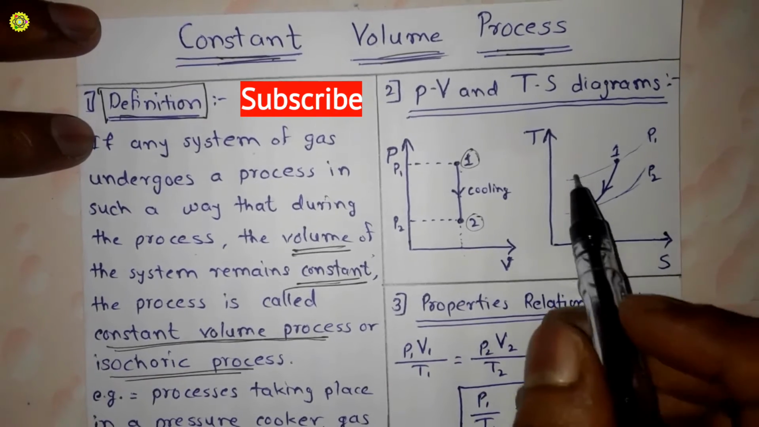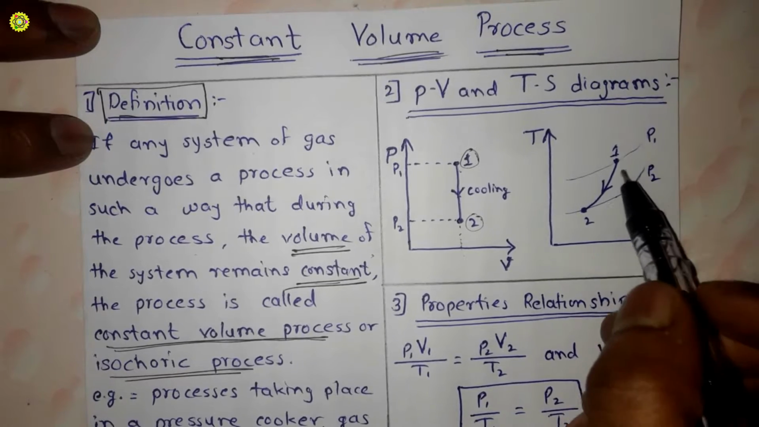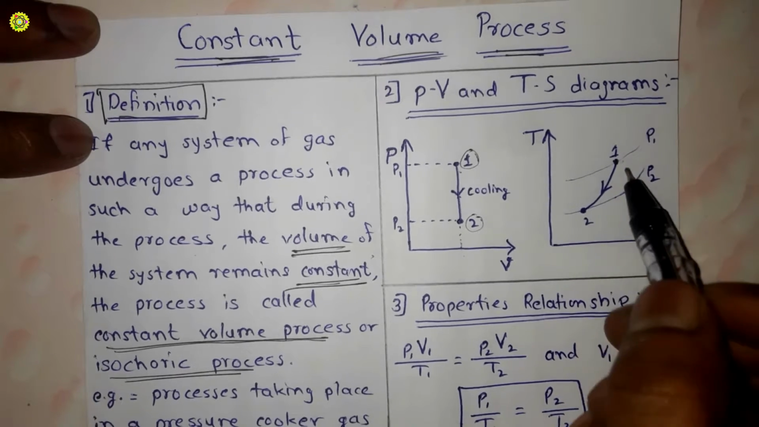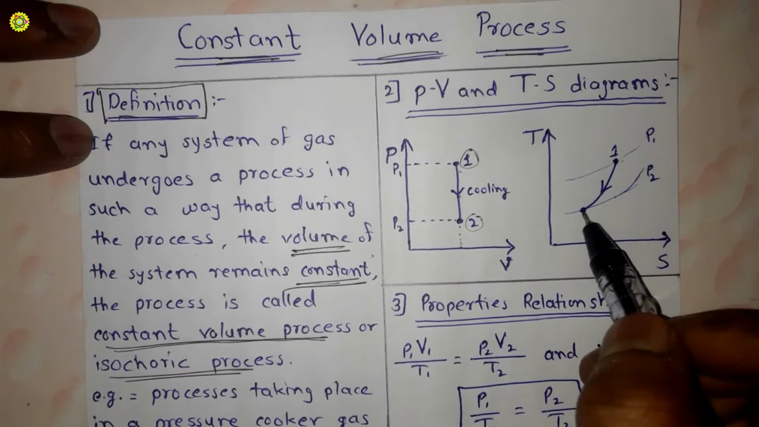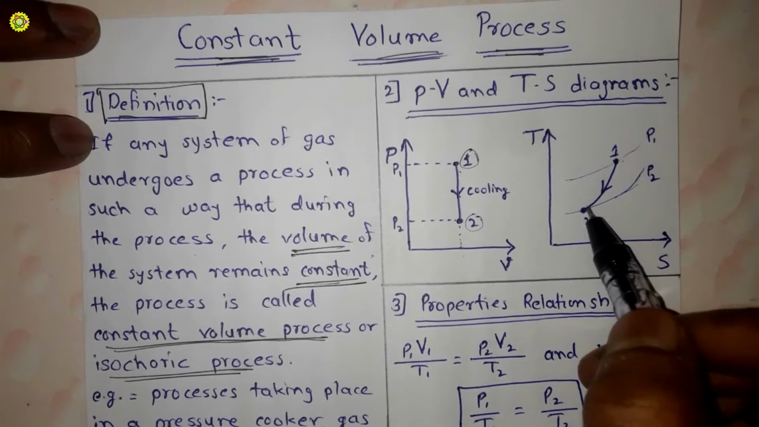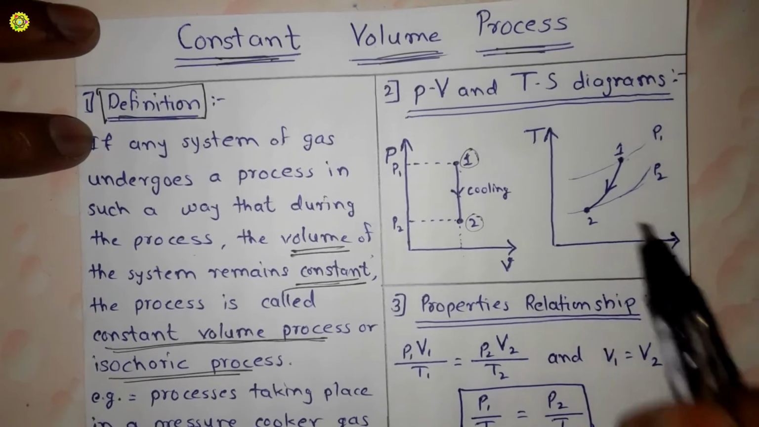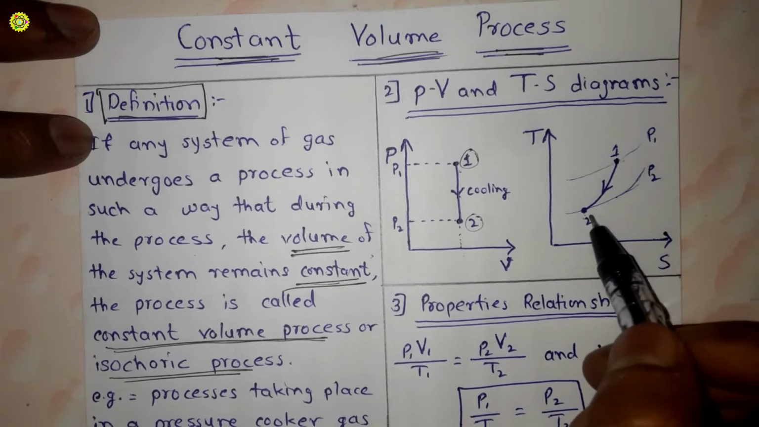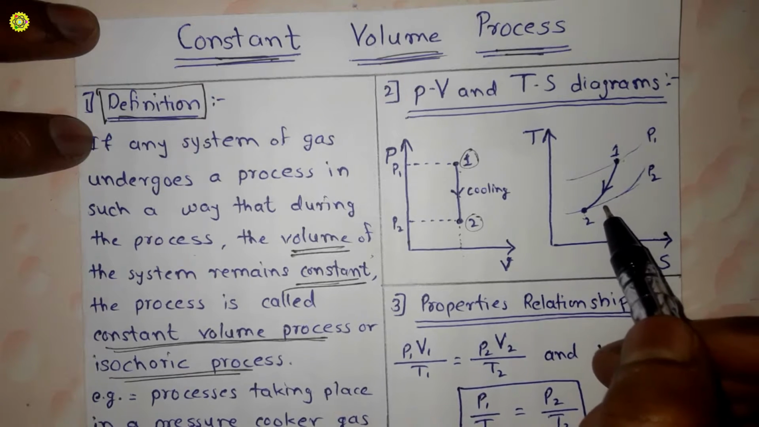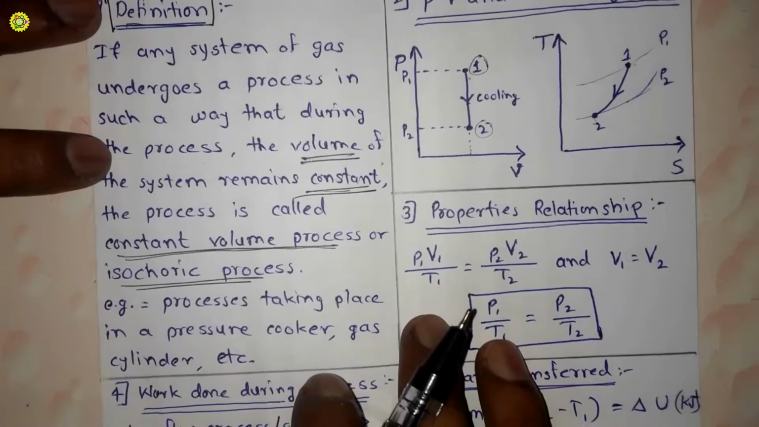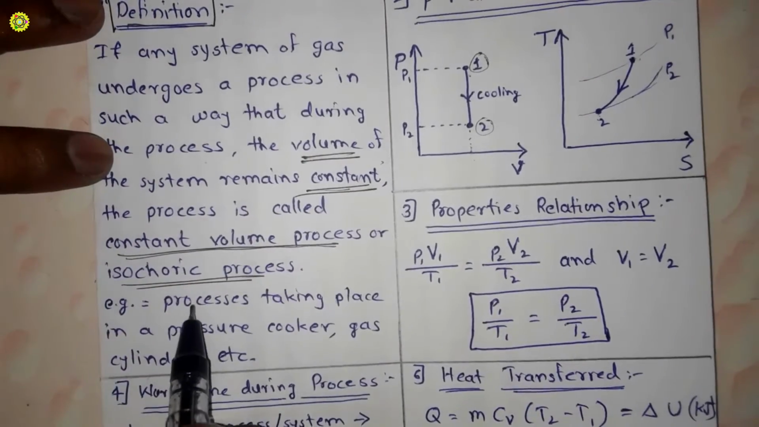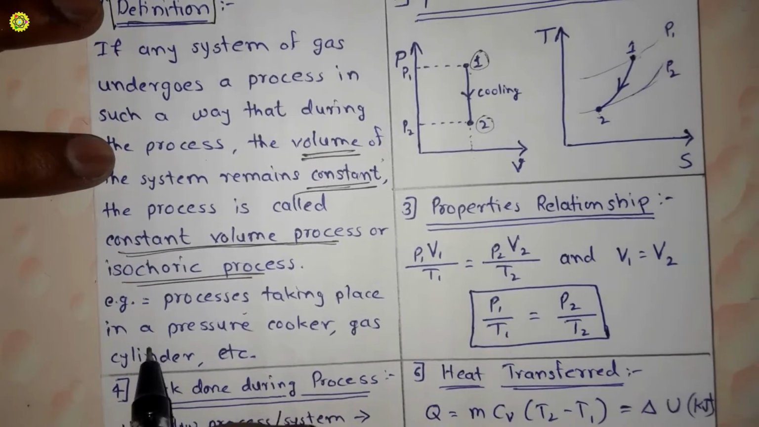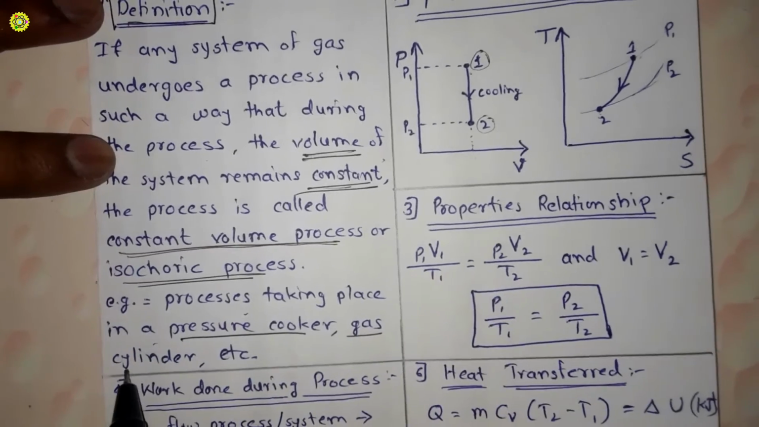On the TS diagram, this is state 1 and this is state 2. Temperature is decreasing, so this is a cooling process. As you can see, from state 1 to state 2, temperature goes from T1 to T2 and is decreasing, so this is a cooling process. Examples of this constant volume process are pressure cookers, gas cylinders, etc.